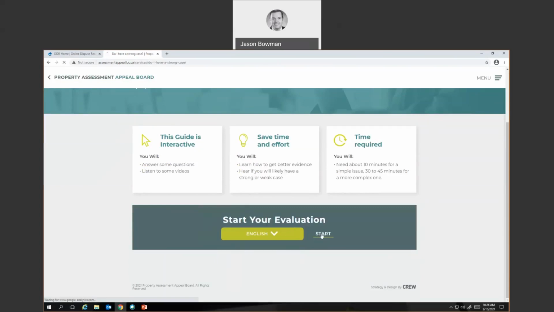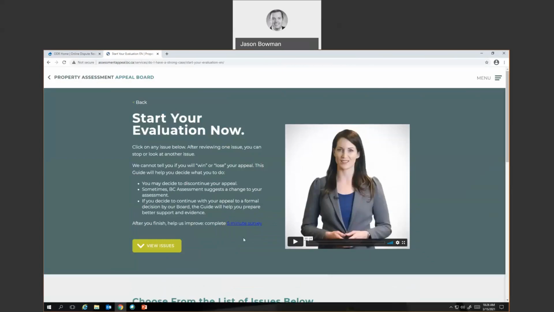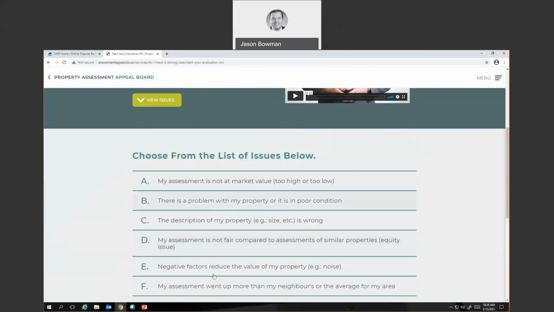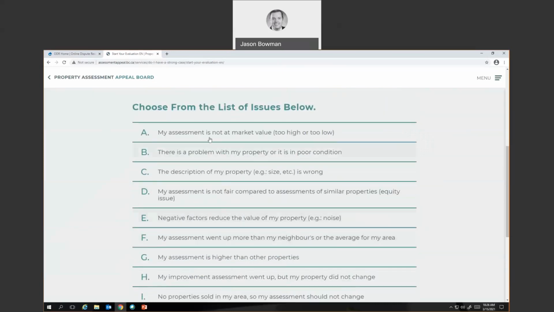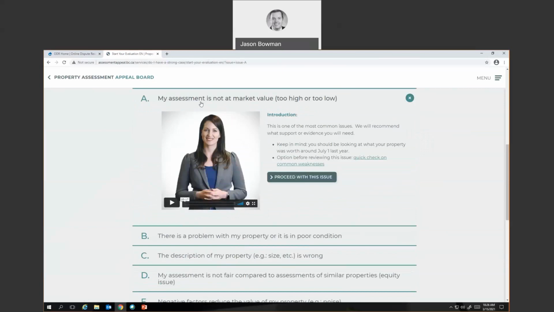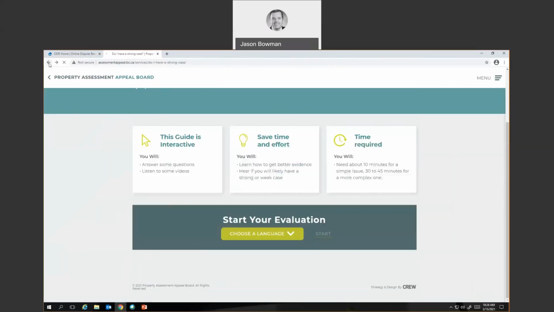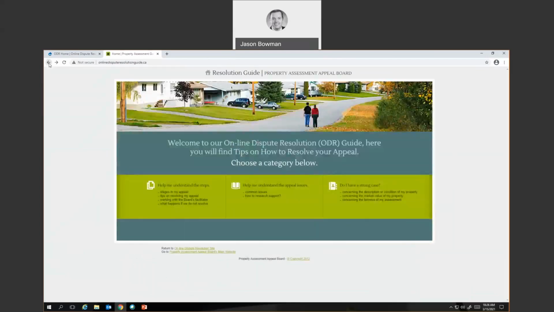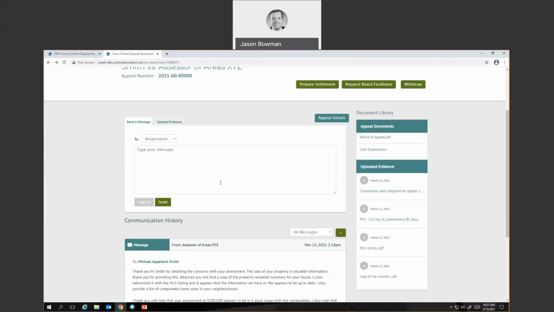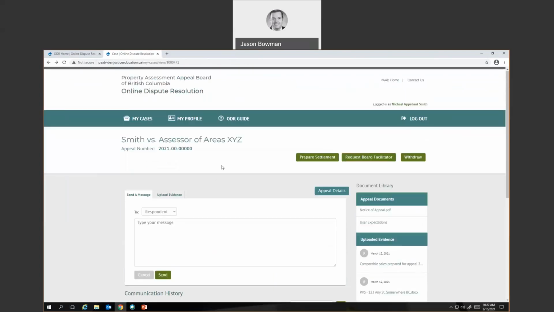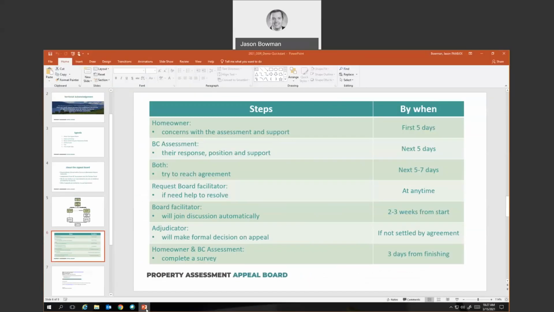So you can come in here and I'll select English. And you can do an evaluation. So we have most of the main concerns that we see that come before the board. And so you can pick an issue like the one we had in our case, my assessment is not at market value, it's too high or too low. And you can proceed with the issues and we ask you a series of questions and show you how to get some better research on each of the issues. So that's something that we would recommend that you have a look at. It's called Do I Have a Strong Case? And so we're back to our main page, and yeah, so let's go back to our presentation. That's the live demo.